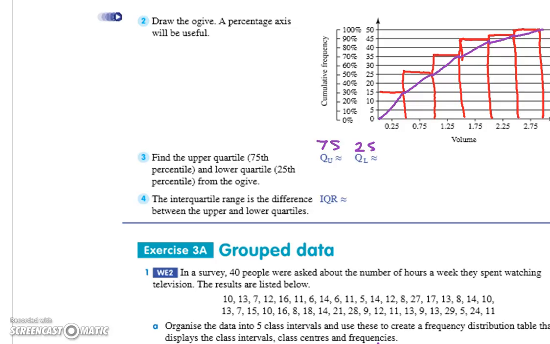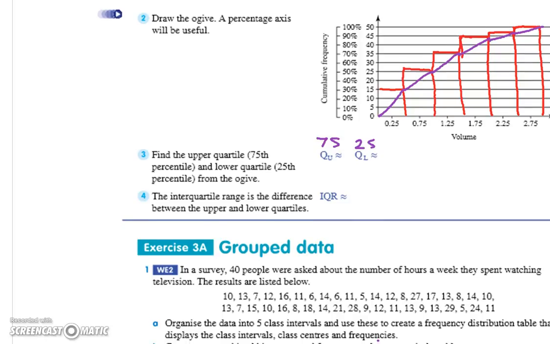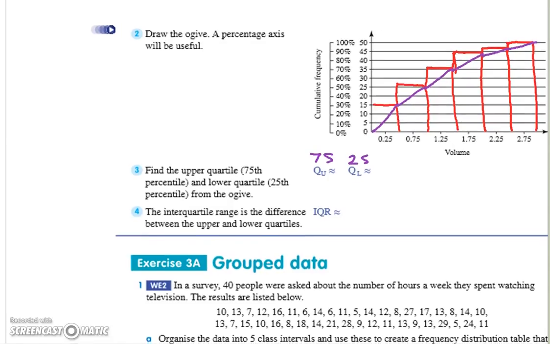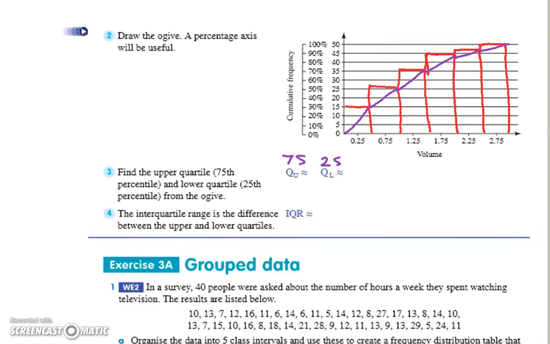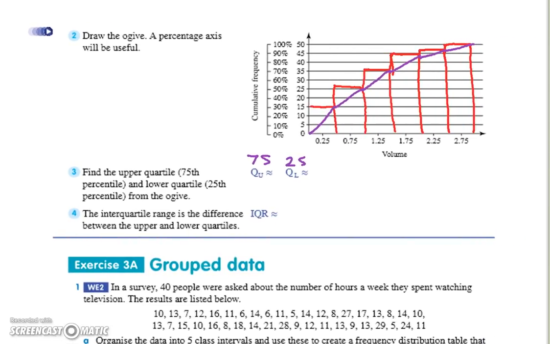All right, so we've now got our cumulative frequency histogram and we have our ogive. We can now use them to find the percentiles and to find the deciles and to find your quartiles. So we're looking for the upper and lower quartile.